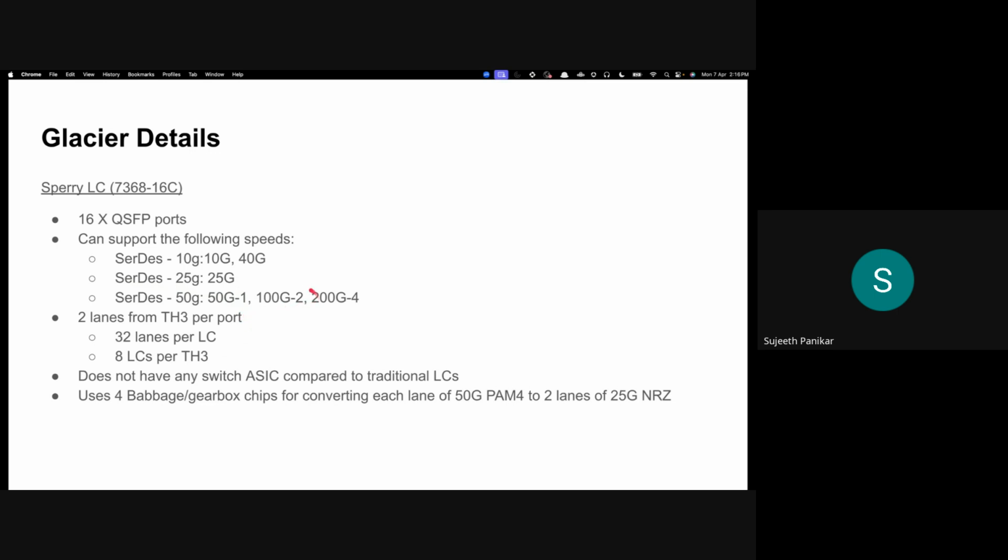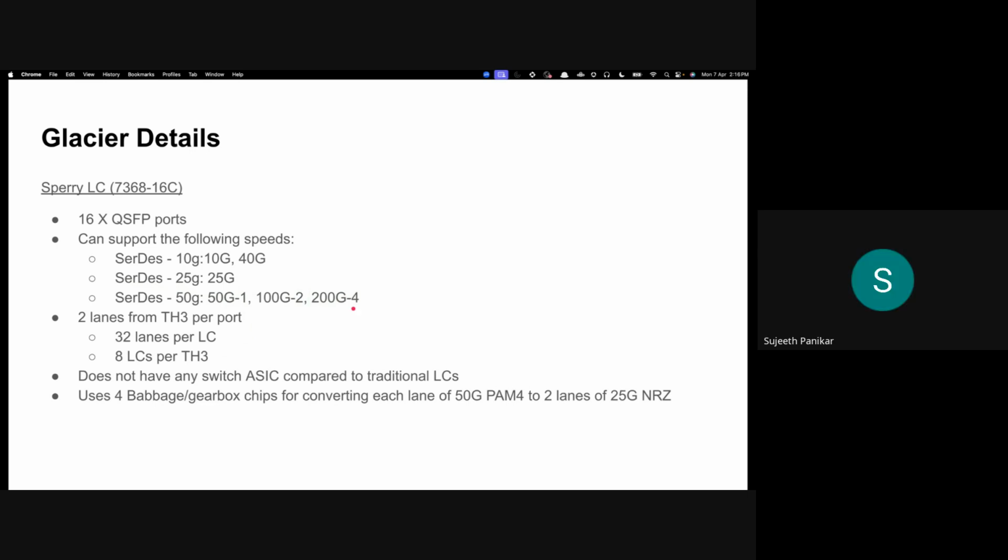Sometimes if your service can operate at 50 gigs, you need one lane to achieve 50 gigs speed. But if it's running at maybe 25 gigs, you need two such 25 gig lanes to make up 50 gigs. So the number after the hyphen tells you the number of lanes required to achieve that speed.